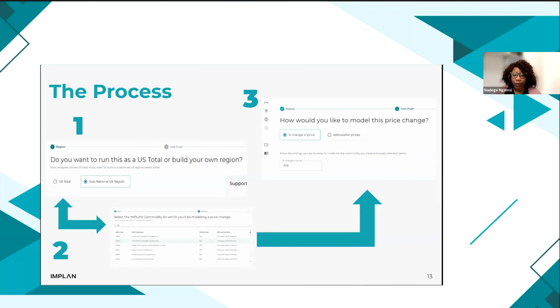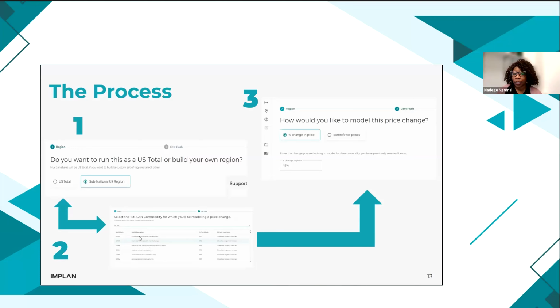Okay, so this is the way to demo Alex's circumstance. First, when you enter the guide, you'll be asked which region you'd like to select, whether it's US total or a subnational US region. We're going to select Florida, and then you're also going to select your commodity. I'm not sure if you can read that, but Alex selected other basic organic chemicals, and that is in IMPLAN code 155.